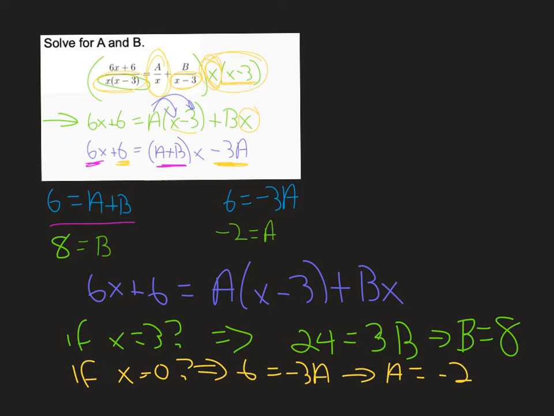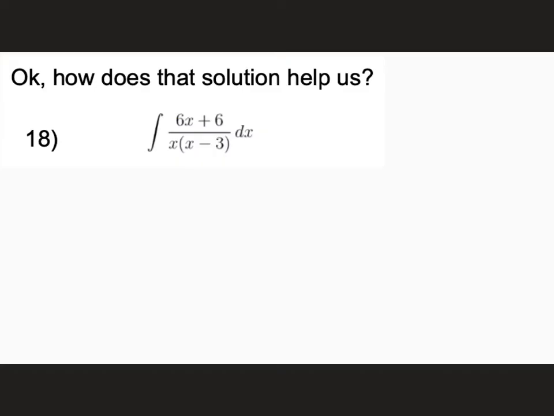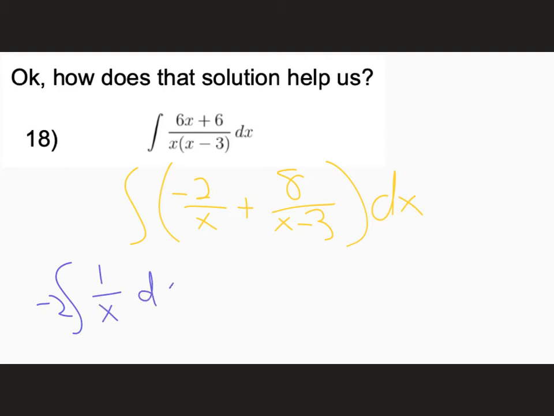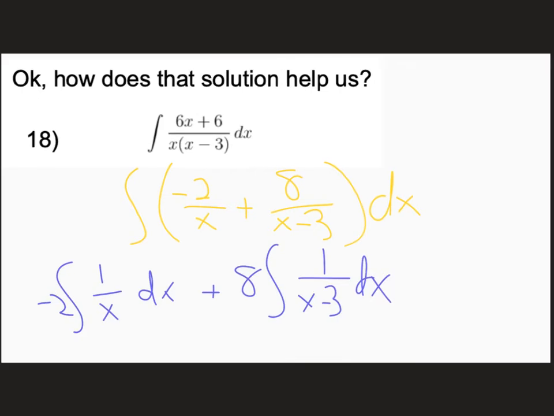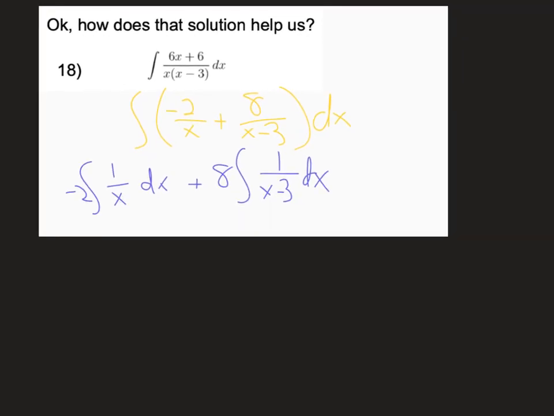Okay, so we had negative 2 over x plus 8 over x minus 3. How does that help us? Well, maybe we want to go ahead and do negative 2 times 1 over x dx plus 8 times 1 over x minus 3 dx. We understand that one. That's the natural log of x.